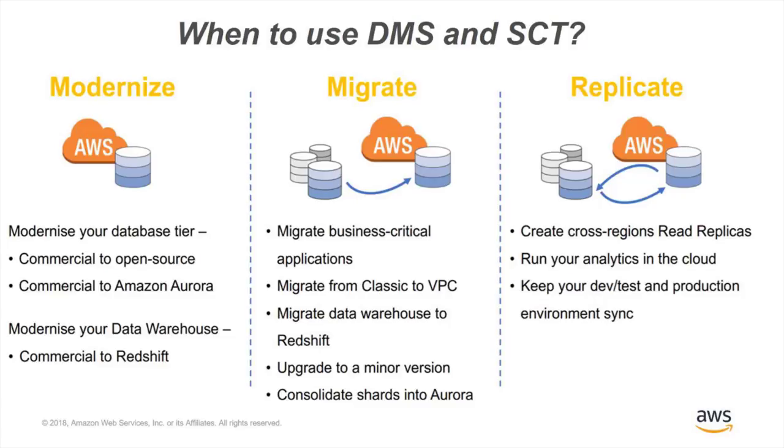Consolidating shards to Aurora. If you have multiple instances running for different applications, while you are using our tools, you can also consolidate all these instances into one single Aurora instance, or any database engine that you are looking for. At the same time, we also help you replicate the active changes that are happening to your databases. Using this, you can create cross region read replicas. You can run your analytics in cloud based reporting services, or analyze the data that you have moved from your on-premise environment.